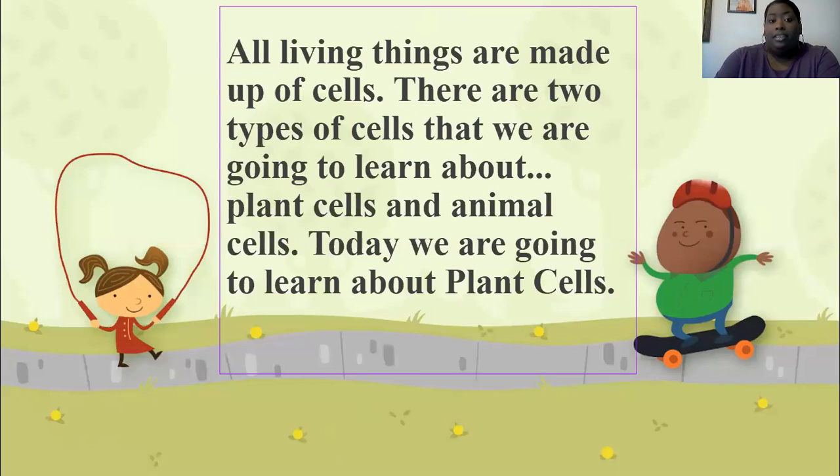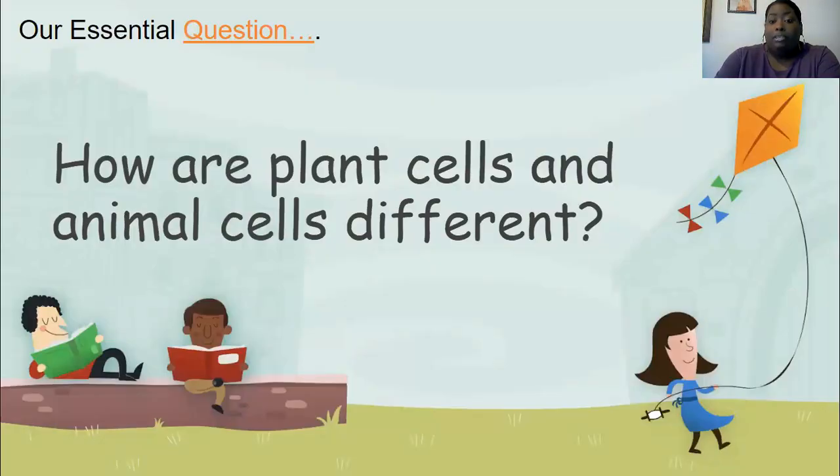All right. So all living things are made up of cells. There are two types of cells that we are going to learn about, plant cells and animal cells. However, today our focus is going to be on plant cells. So our essential question for learning is, how are plant cells and animal cells different? This is the big question that we're going to be focusing on this week.